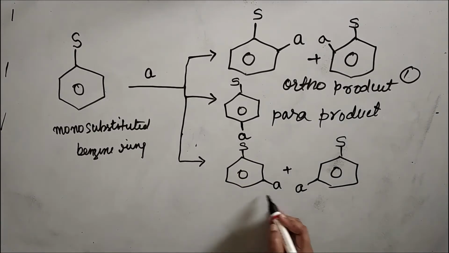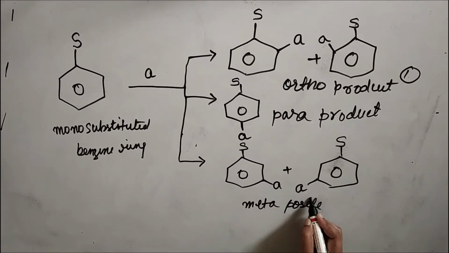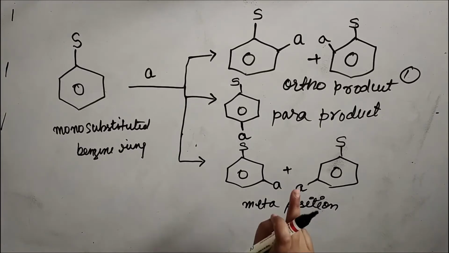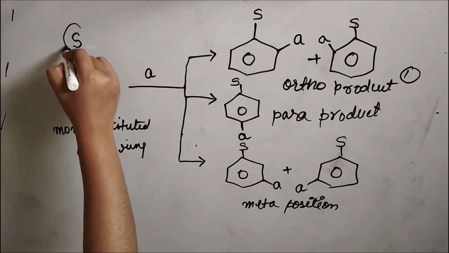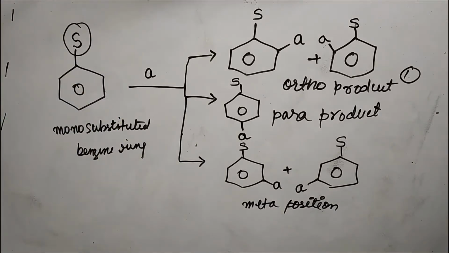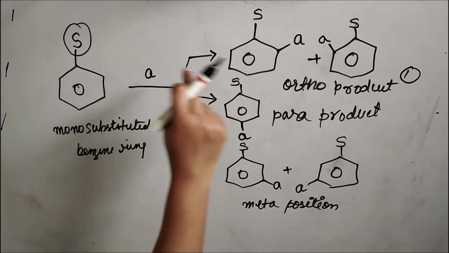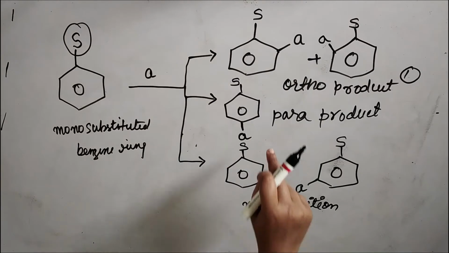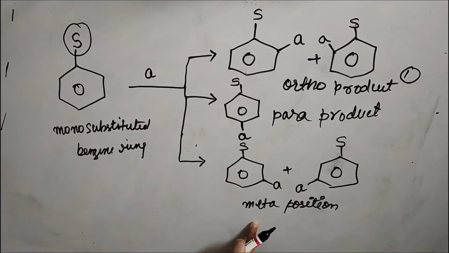Third possibility is the substitution at meta position. So these are the three possibilities of formation of product. Whether the ortho, para or meta product will form depends on this group, S group, which is already present on the benzene ring. That is why it is called the effect of substituent, which is already present on the benzene ring. Because S is already present on this ring, it will direct A to attach at either ortho, para or meta position.